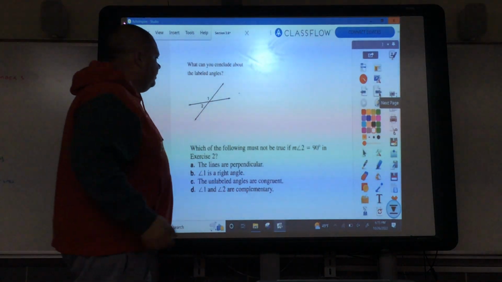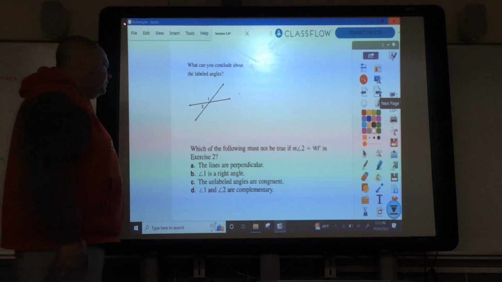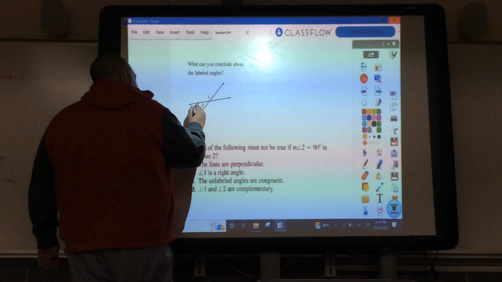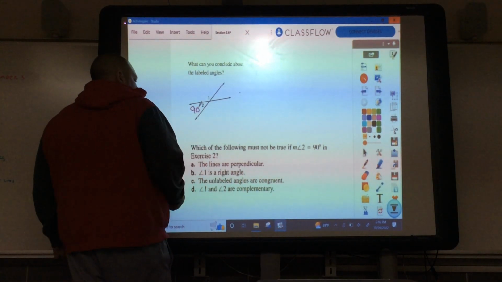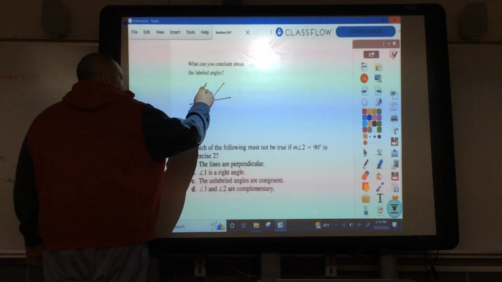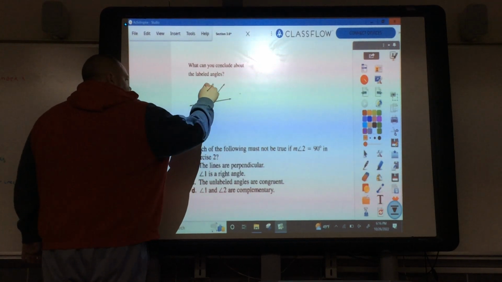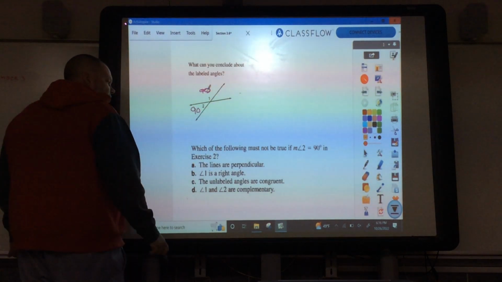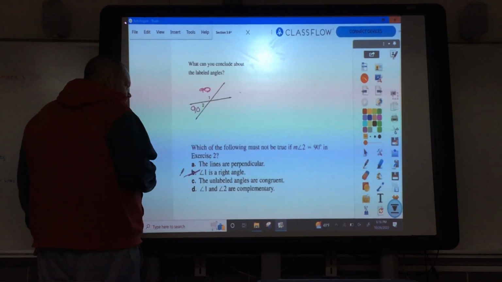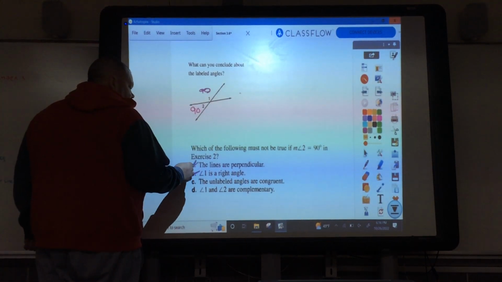what can we conclude about our labeled angles in this picture? Which of the following cannot be true if angle 2 is 90? So we're going to fill in the fact that angle 2 down here is 90 degrees. What does that make angle 1? Well, if this is 90, then angle 1 up here has to be 90 also. Now, that tells us which of the following must not be true. Well, angle 1 is a right angle, we're good on that. If angle 1 and 2 are both 90 degrees, you also know that they are perpendicular.